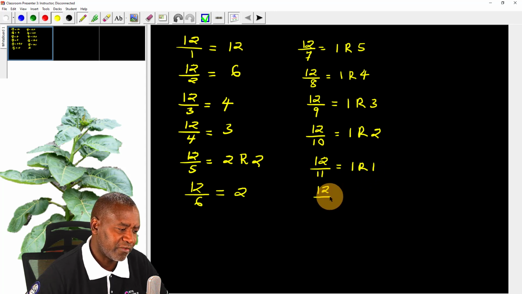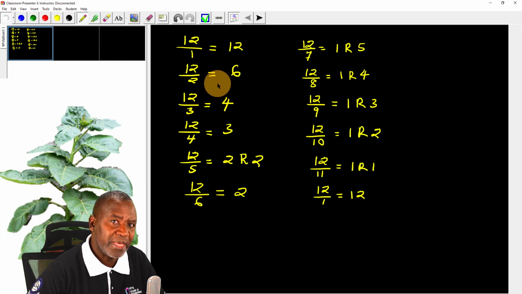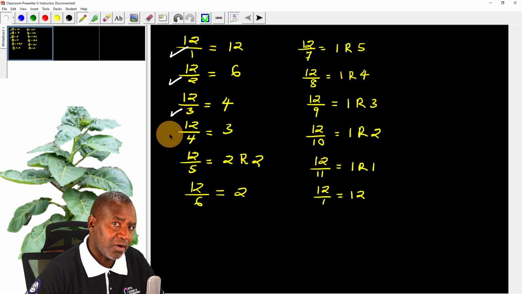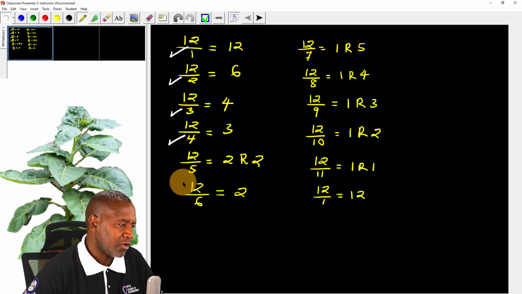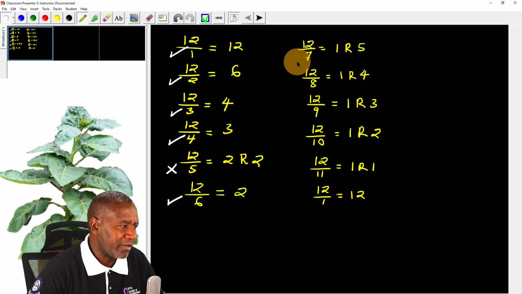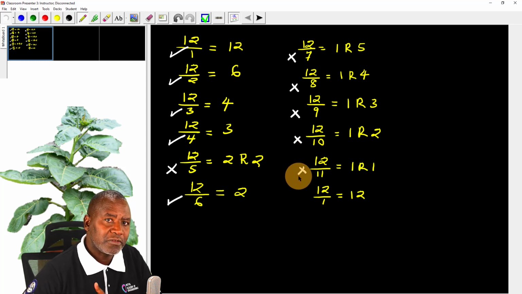But when we divide 12 by 1, we get 12 and there is no remainder. So let's look at those numbers which divide 12 exactly and there is no remainder. One of them is number 1 because there is no remainder. Number 2, there is no remainder. Number 3 is a factor of 12. 4 is a factor of 12, but 5 is not a factor of 12. 6 is a factor of 12. And 7, 8, 9, 10, and 11 are not factors of 12.